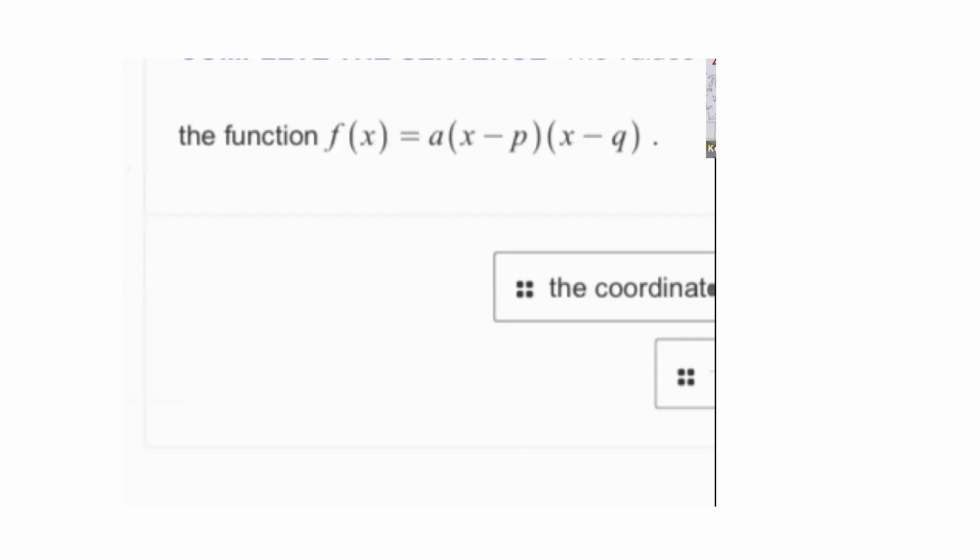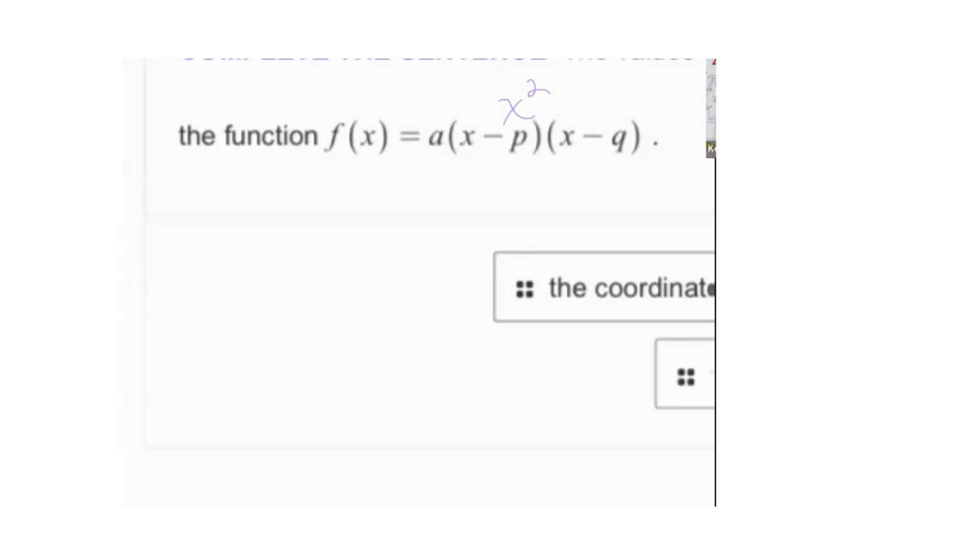If you notice here, you've got x minus p times these parentheses, which mean they're being multiplied. You've got this is a factor, this is a factor, and they both have an x in there. So once you multiply those together, you're going to have x squared. So you know that's a quadratic. This is like back when you factored something.